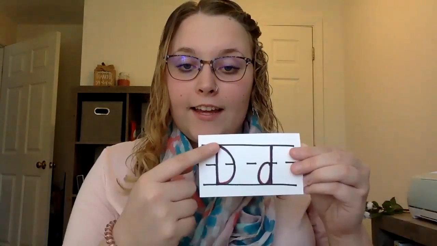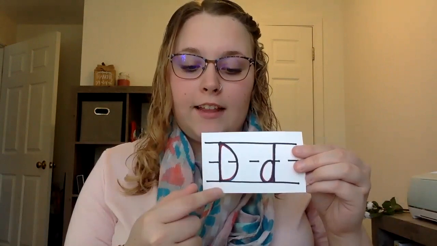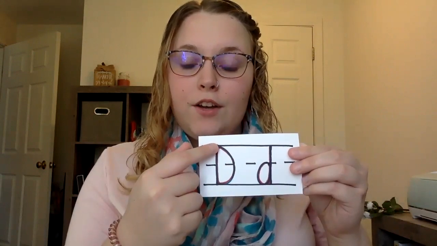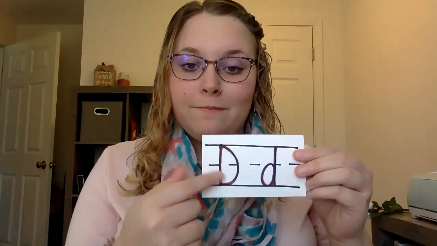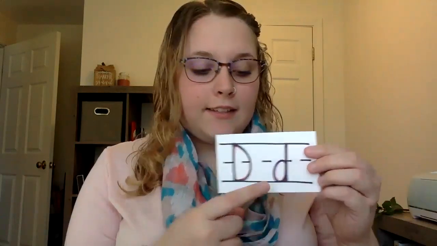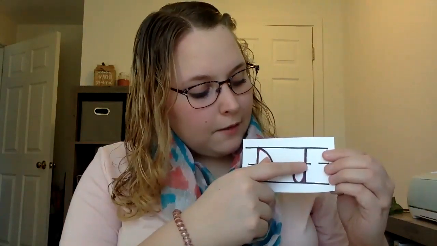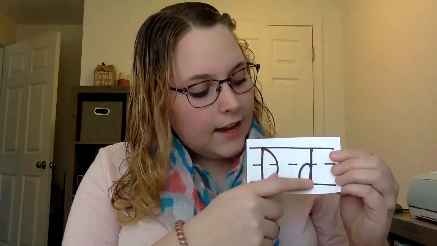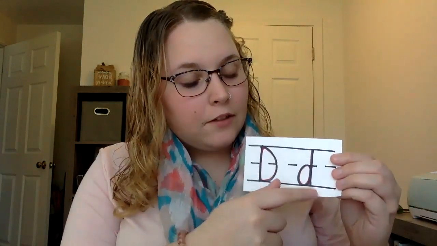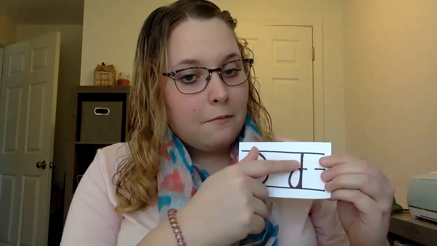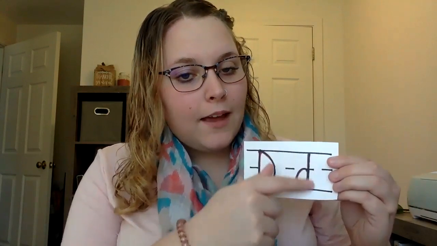The next letter we have is D. Starting at the top, you're going to make a straight line down, go back to the top, and make a bump. For the lowercase d, you're going to start at the middle, make a C, up and down. So starting at the middle, make a C, up and down.